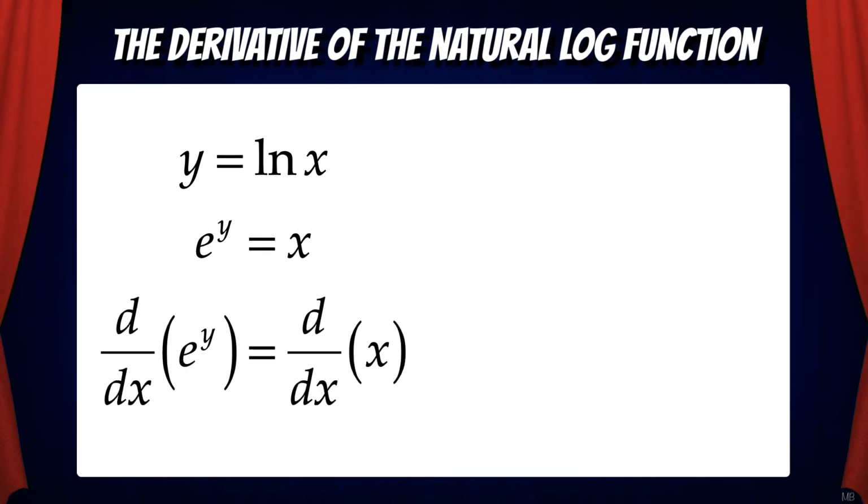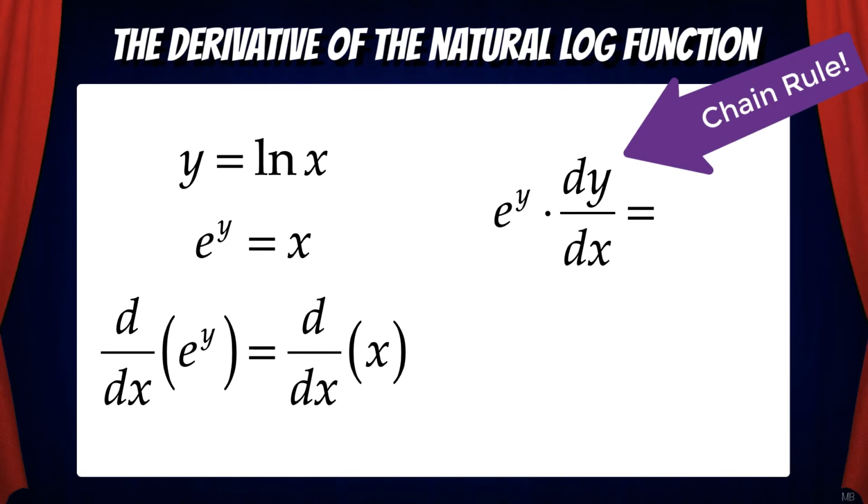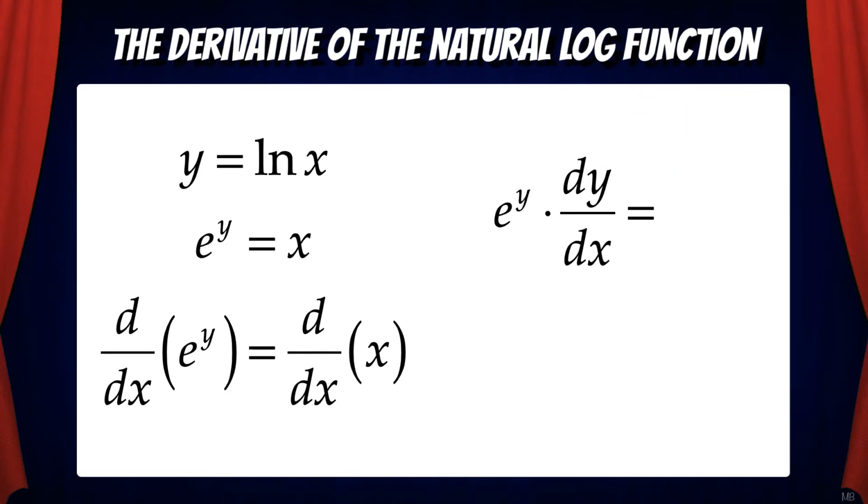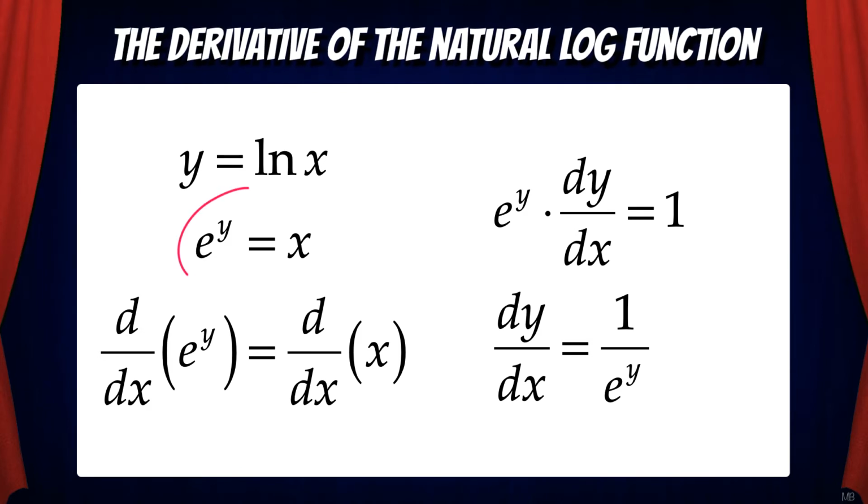Now we'll take the derivative of both sides of the equation. The derivative of e to the y is e to the y times dy dx. We have to apply the chain rule here since y is a function. On the right side of the equation, the derivative of x is just 1. Now we can solve for dy dx by dividing both sides by e to the y. So dy dx equals 1 over e to the y. But remember, e to the y equals x, so our derivative is just 1 over x.